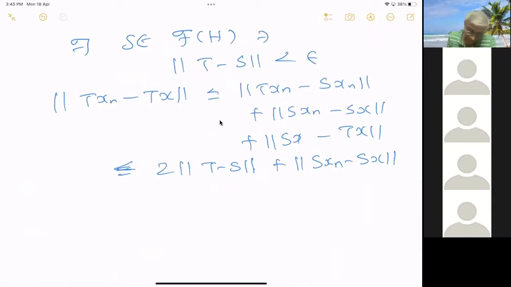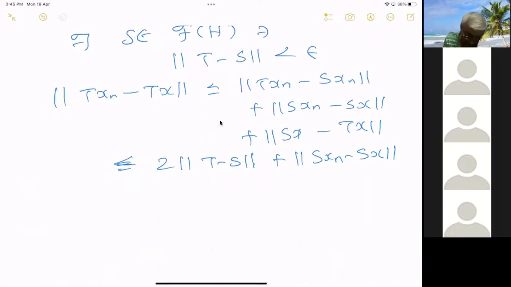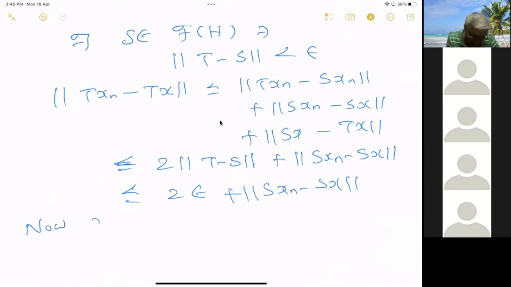So ||Sxn − Sx||. Okay. So we have to show that this goes to, so now this is less than epsilon, 2 times epsilon plus ||Sxn − Sx||. So all we have to show is that ||Sxn − Sx|| goes to 0 as xn goes to x weakly. Now, xn goes to x weakly. Okay.